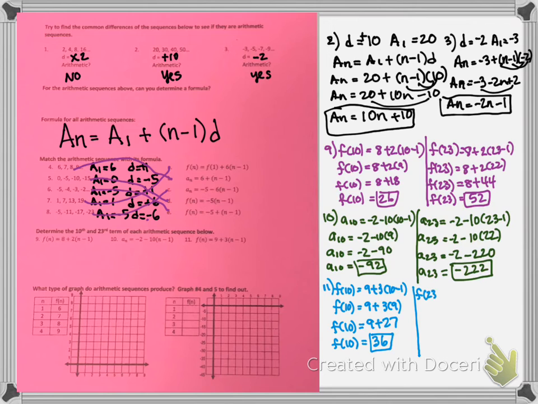23rd term. 9 plus 3 times the quantity 23 minus 1. Gives me the function at 23 is equal to 9 plus 3 times 22. Gives me the function at 23 is equal to 9 plus 66. And the function at 23 is going to give me 75.